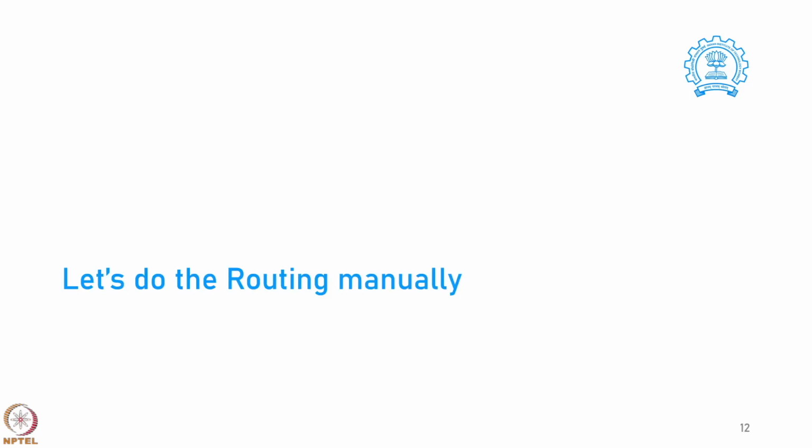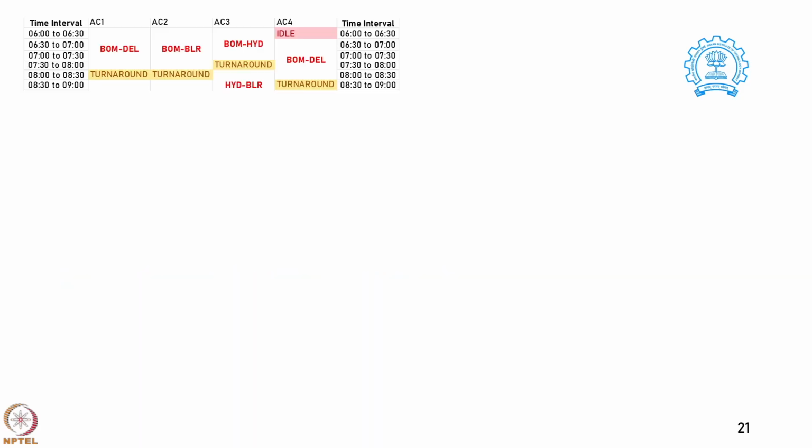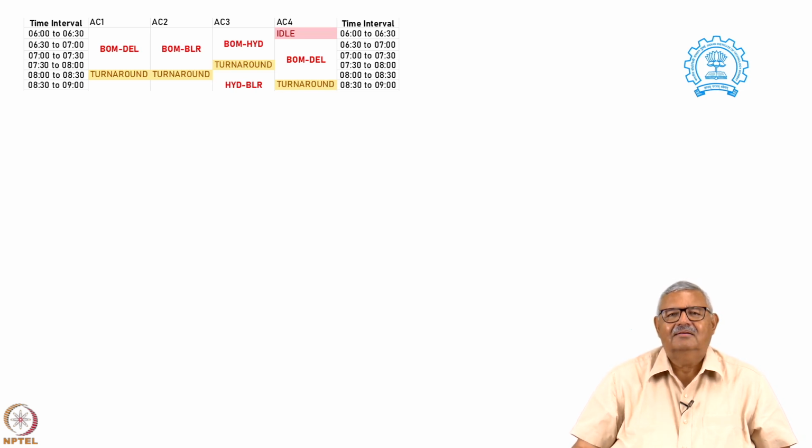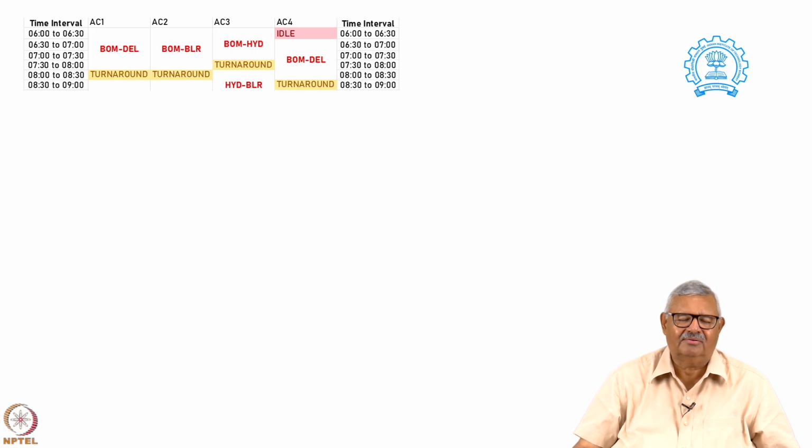To do this manually, let us first take advantage of something like a spreadsheet, where we can create time blocks of half an hour. Here I have shown the first window where I am looking at duration between 6 am to 9 am in slots of 30 minutes each. Now remember, all the aircraft are at Bombay in the beginning, because they all arrived latest by midnight. So, at 6 in the morning all the aircraft are ready at Bombay.